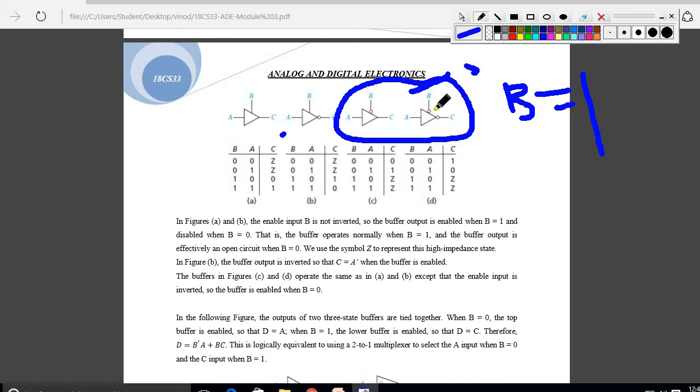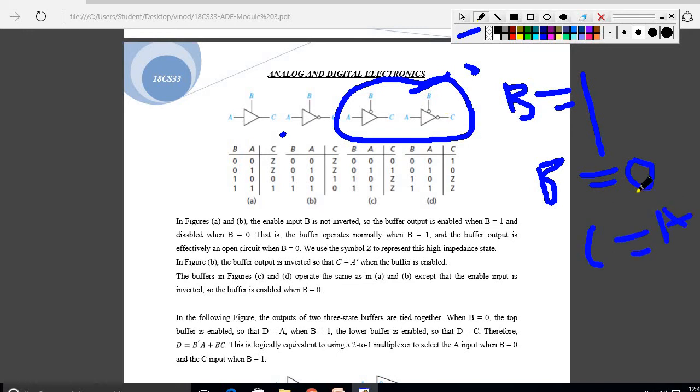Is it clear? In this truth table, B is equal to 1, irrespective of A, the C value is Z, which means it is a high impedance state. When B is equal to 0, in these two cases, what will happen? Whatever your input is, that is your output, which means C is equal to A.